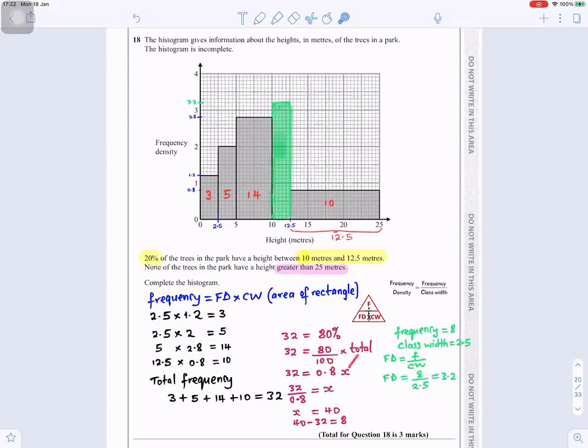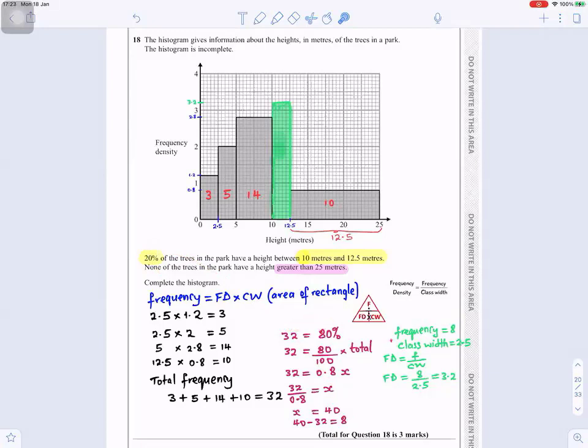So 80 over 100 of a certain number is 32. Let's call the total x. So 80 over 100 times x is 32. We rearrange it. 80 over 100 is 0.8, so we divide by 0.8. 32 divided by 0.8 gives you 40. So that means 40 in total. And 40 minus 32 is 8. So that 20% is 8, and 80% is 32.